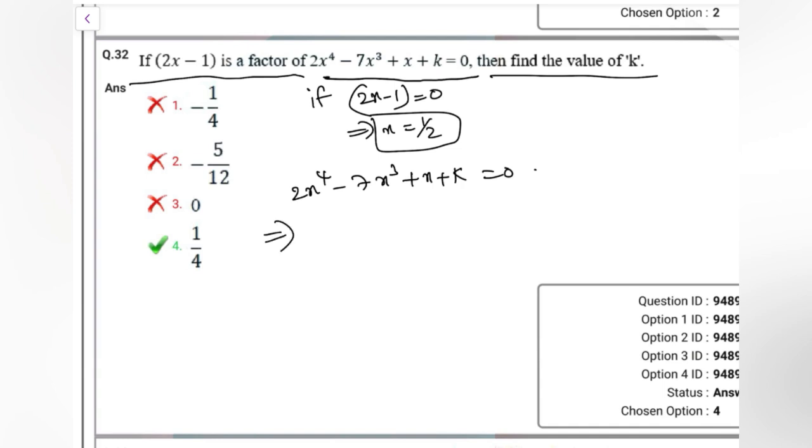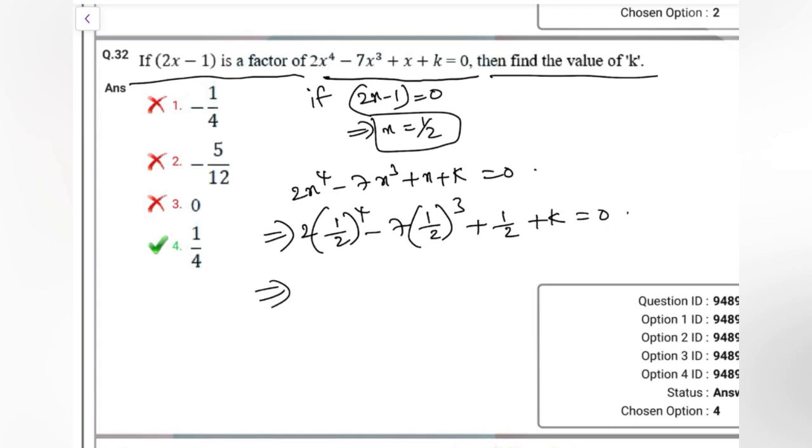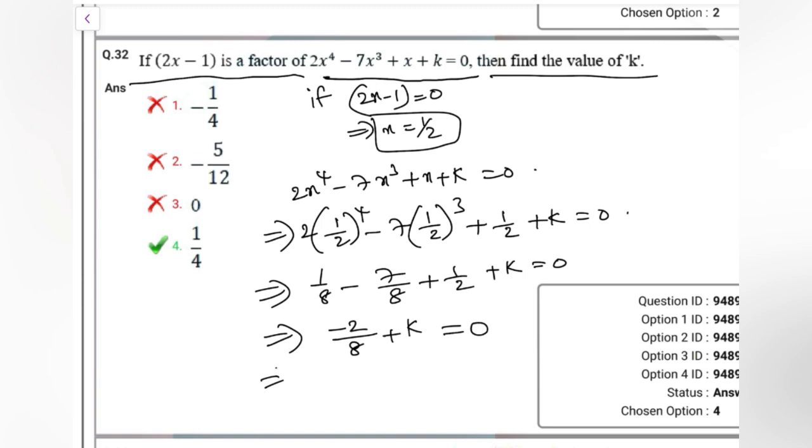Let's substitute x equal to 1 by 2 in the given equation. 2 into 1 by 2 whole power 4 minus 7 into 1 by 2 whole cube plus 1 by 2 plus k is equal to 0, which implies 1 by 8 minus 7 by 8 plus 1 by 2 plus k is equal to 0, which implies minus 2 by 8 plus k is equal to 0 and k is equal to 1 by 4. So option 4 is correct.